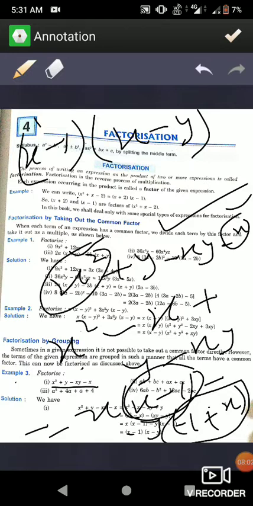Now with these two processes, the first one the common factor and the second one the grouping method, we are going to solve the first exercise of this chapter. I hope the chapter solving will be very enjoyable.